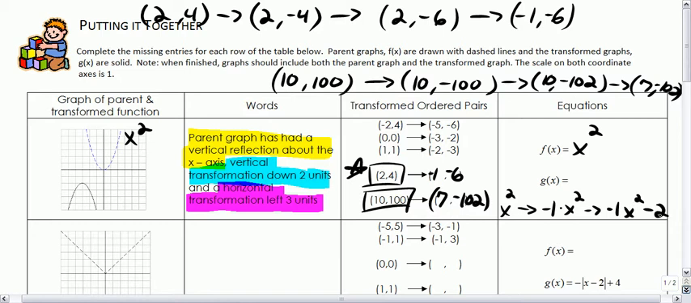And then left 3 would have me taking the x found in here and replacing it with x plus 3. So my final equation is negative 1 times x plus 3 squared minus 2. So there we go. That's g of x, and you've got f of x.